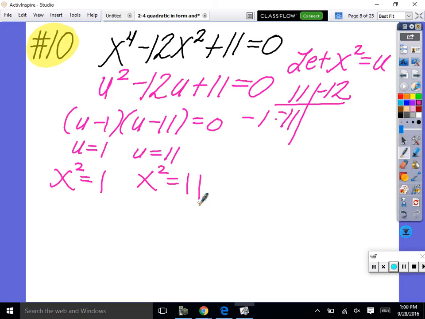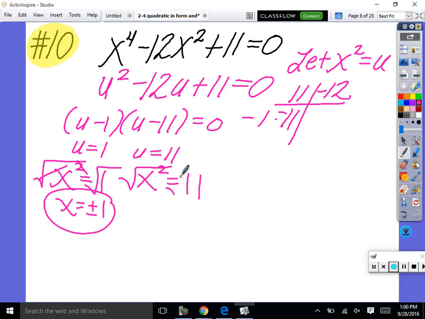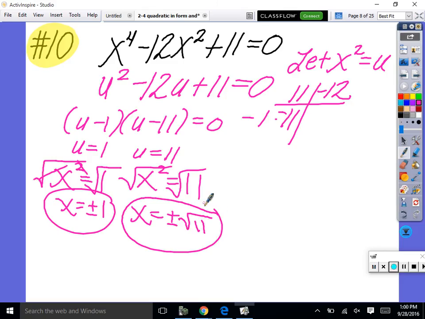Square root both sides, correct? Root cancels out with power, so we get x is equal to plus and minus 1. Square root both sides. So we get x is equal to, square root of 11 doesn't simplify, so we have plus and minus the square root of 11. 1, 2, 3, 4 solutions, it was degree 4. If we have a negative under the square root, won't it be i? Okay. Questions? Do you want to do one more, or do you think you're good?